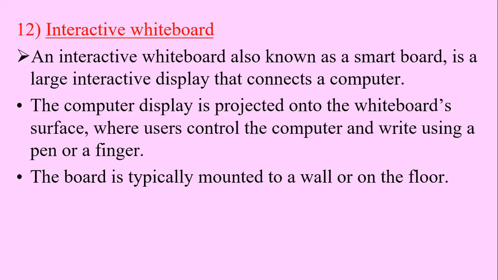Our 12th device is called the interactive whiteboard. An interactive whiteboard is also known as a smartboard, and it is a large interactive display that connects to a computer. The computer display is projected onto the whiteboard's surface, where users control the computer and write using a pen or a finger. The board is typically mounted to a wall or on the floor.